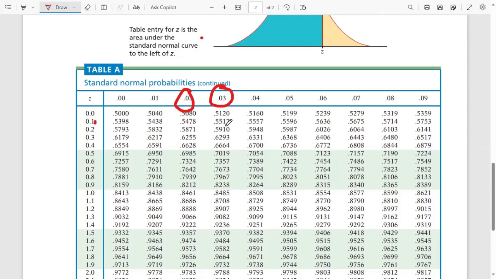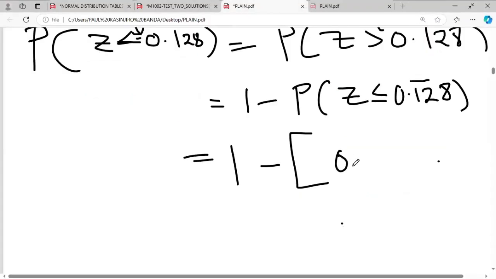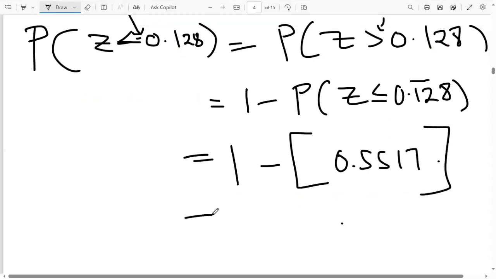to 0.128, which is just what? 0.13. So I'm going to go in this column and then in this row. Where they intersect, that will be my answer. So this is my value that I'm going to get here. Okay, so 0.5517. That's what we are going to get. So we are going to write 0.5517 here, and then subtract the 1 to get your final answer.